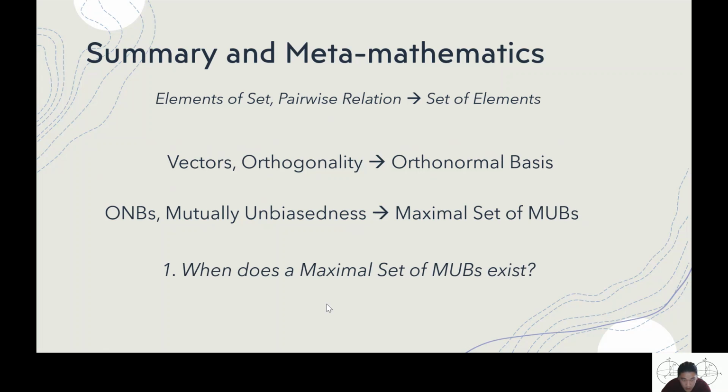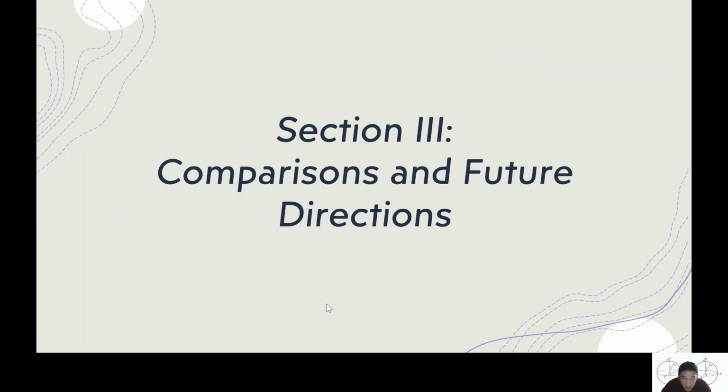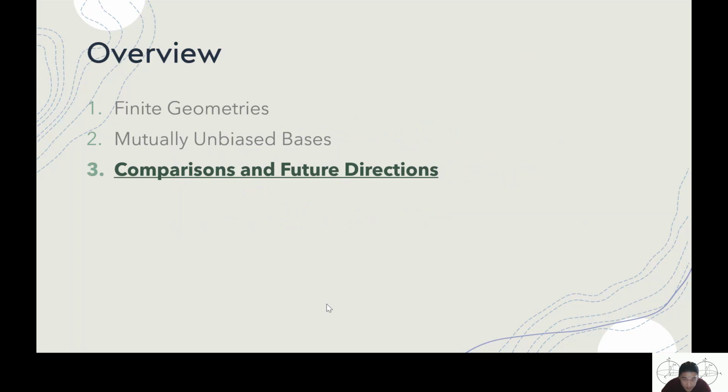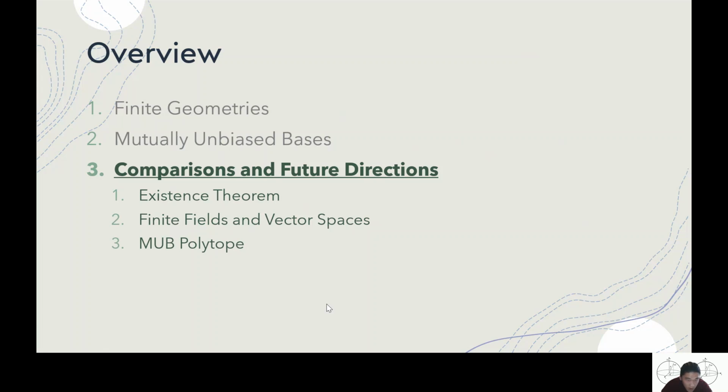We also answered the following questions. First, when do maximal sets of mutually unbiased bases exist? And second, how do we classify them? And so that finally wraps up our section on mutually unbiased bases. So now we're in the final section, comparisons and future directions. We'll just talk about the existence theorem, compare it really quickly, talk about some finite field and vector space, and talk about this MUB polytope, and talk about some applications.